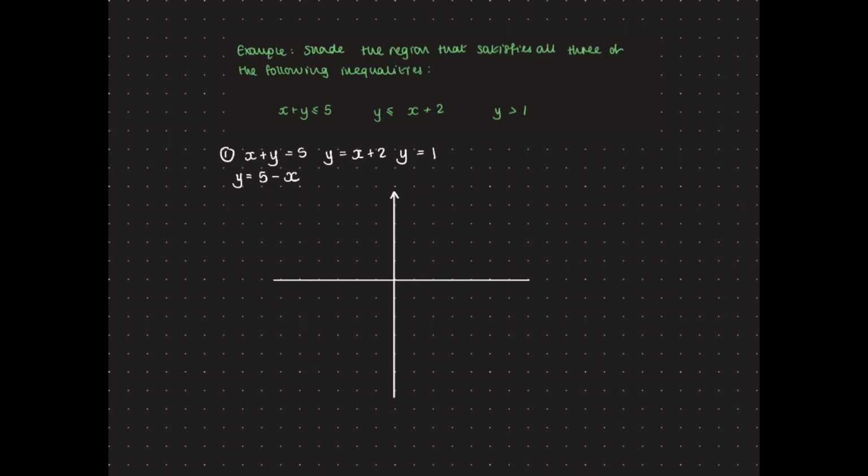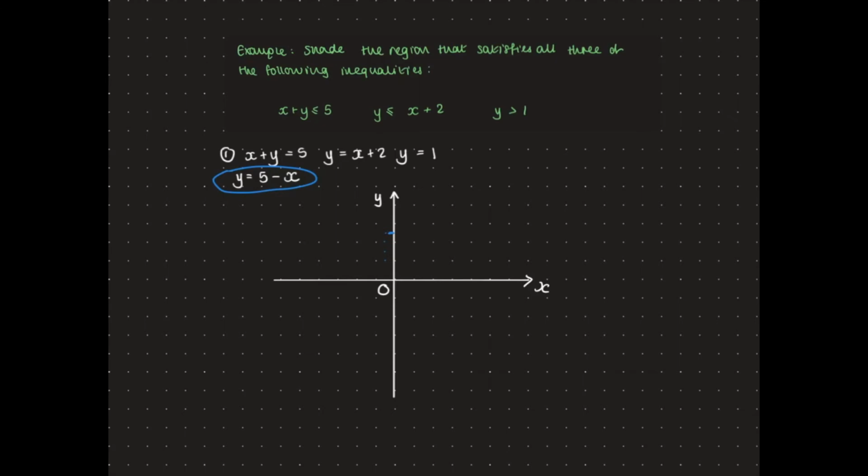I'm going to make sure I label them, and I label the origin. Now I'm going to plot my points, my lines. So the first one I'm going to plot is this one. So I know that the y-intercept is 5, so 1, 2, 3, 4, 5. So we're going to cross there.